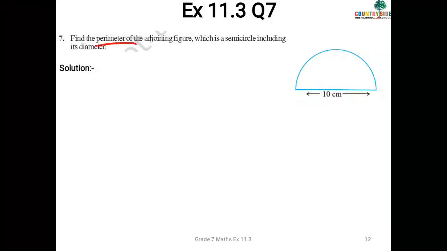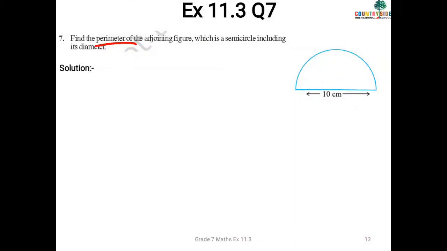Find the perimeter. Here we have to find the perimeter of the adjoining figure, which is a semicircle including its diameter. First of all, semicircle means what? The half of the circle. See, this is given, the half of the circle in which the diameter is 10. So scholars, if the diameter is 10, radius equals diameter by 2, 10 divided by 2, so the radius is 5 centimeter. This thing is very much easy.